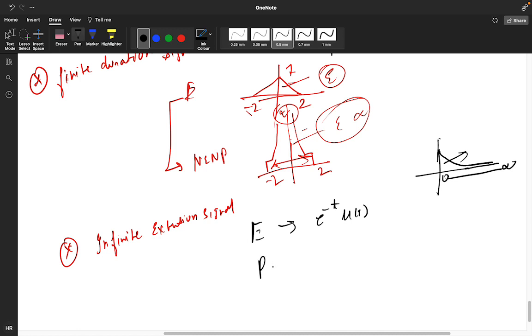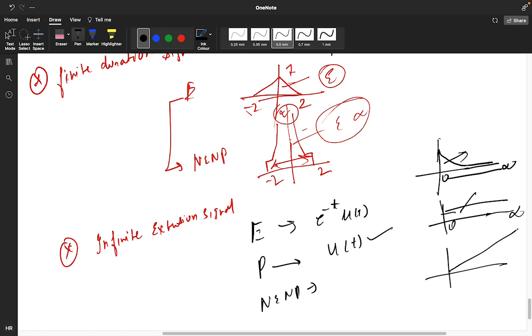Okay. And a power signal example is u of t. The duration is infinite, but you will get the power in this. Neither energy nor power for an infinite duration signal: again your ramp signal, r of t. That can be written, r of t is nothing but t into u of t. So t u of t is your ramp signal.